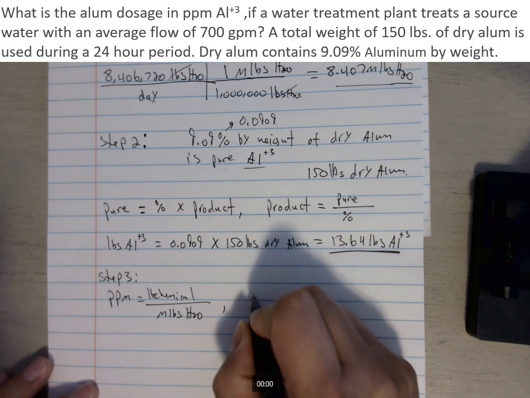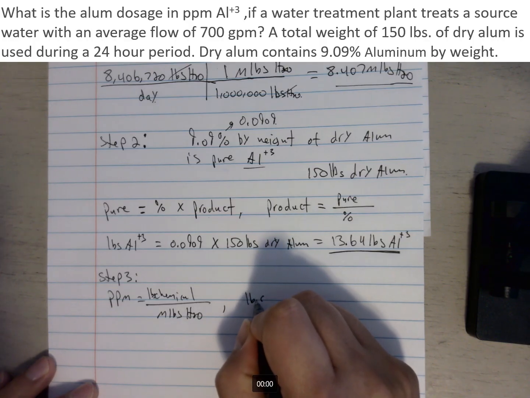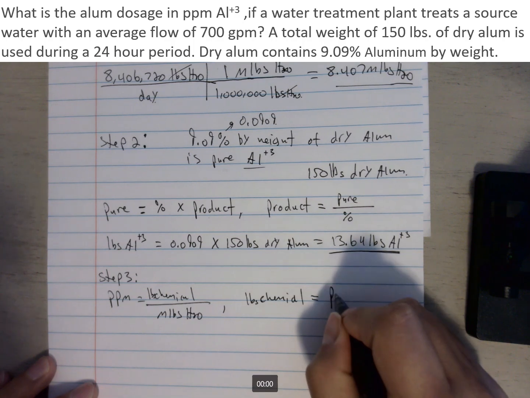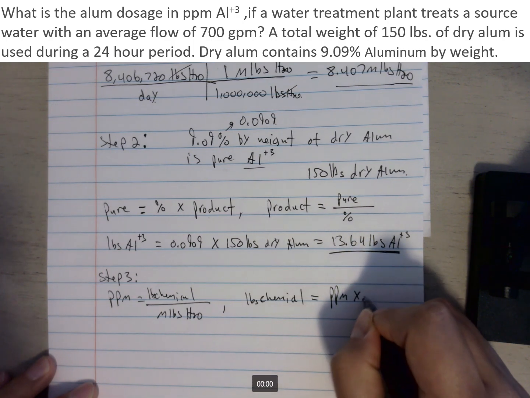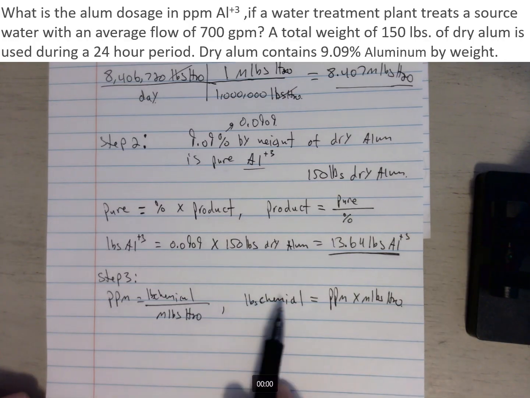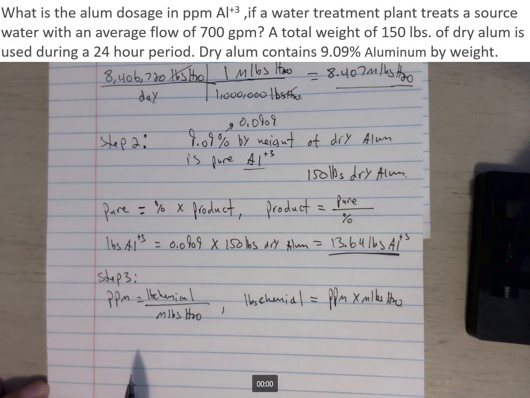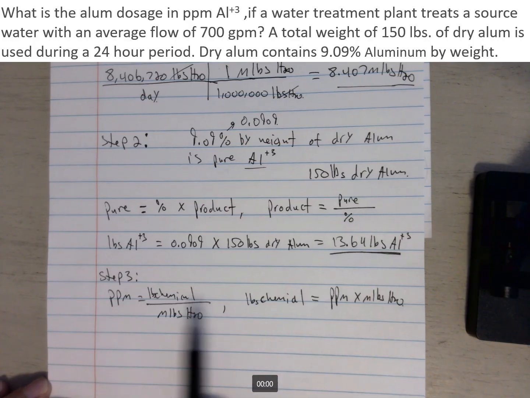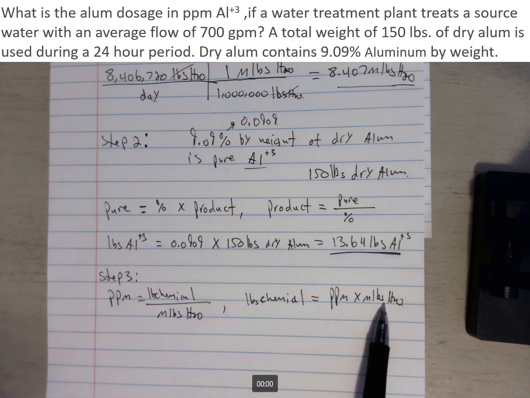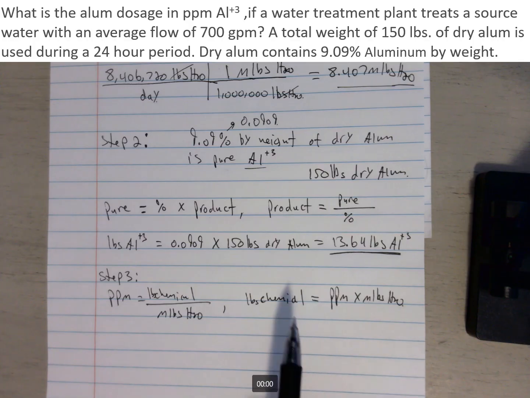It can also be written in the form pounds of chemical is equal to your part per million multiplied by your million pounds of water. Same equation, just solving for two different things. This one is for part per million, and this one is for pounds of the chemical. If in another problem you're given the concentration you want to achieve, you can find how many pounds of chemical you need to achieve that concentration.